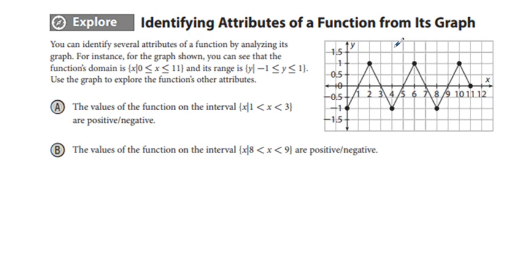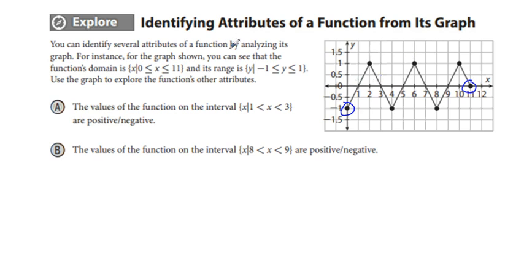Explore identifying attributes of a function from its graph. Here we can identify several attributes of a function by analyzing its graph. In the graph shown, we can see that the function's domain in set notation is that x is between 0 and 11, and its range is between -1 and 1. So our domain starts at x equals 0 and continues on to x equals 11.